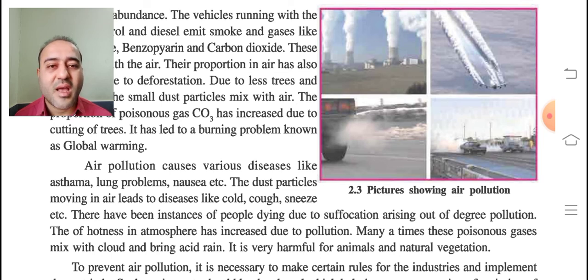So these are actually the spots of sulfuric acid, right? This is known as acid rain actually. Like rain, these spots fall on the earth, and due to that also a lot of pollution is being created. Many times this poisonous gas mixes with the cloud and brings acid rain, that we have already read. It is very harmful for animals and natural vegetation. I have already discussed that due to that, on the earth also everything gets polluted.